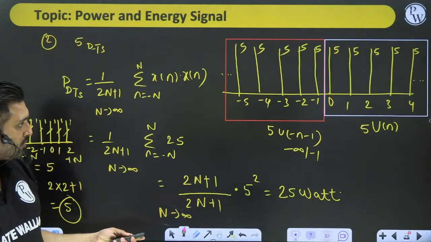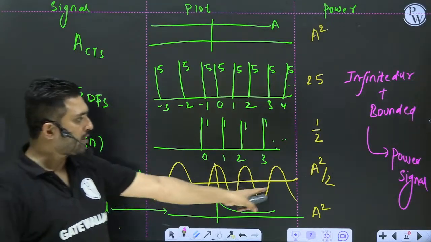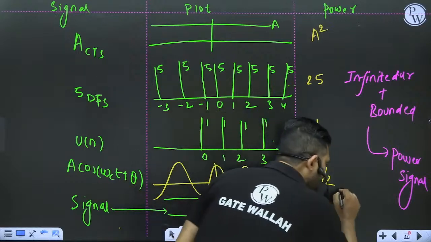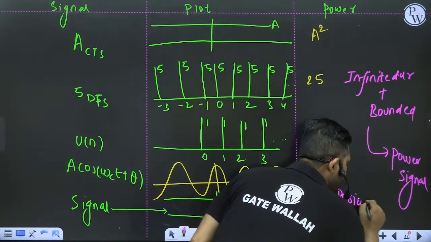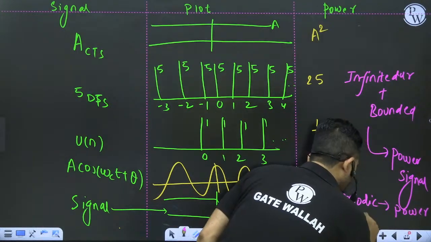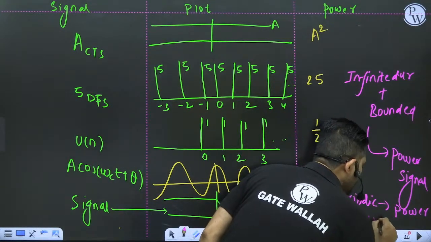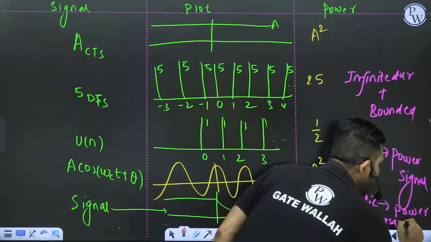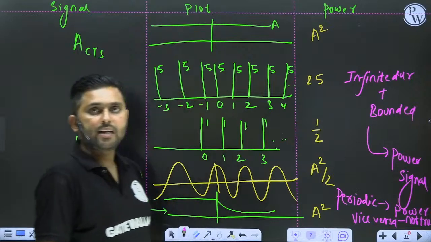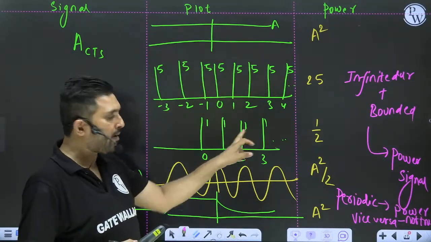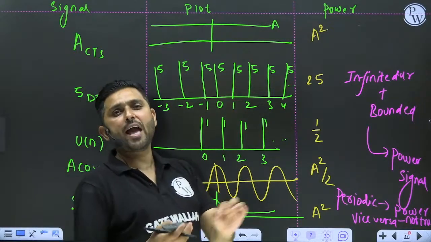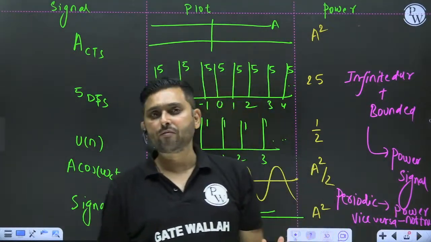Periodic signals. We have drawn that periodic signals are power signals. But mind it, vice versa is not true. Periodic is power, but the opposite is not true. See, this is power but it is not periodic. It's not repeating. For periodic, it should be everlasting in nature, from minus infinity to plus infinity.